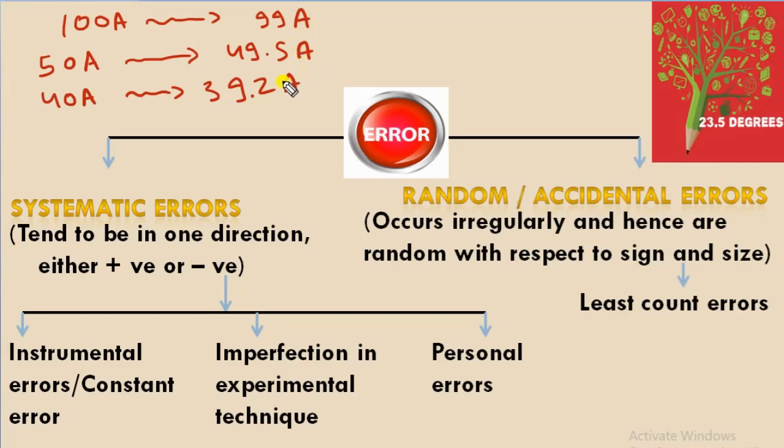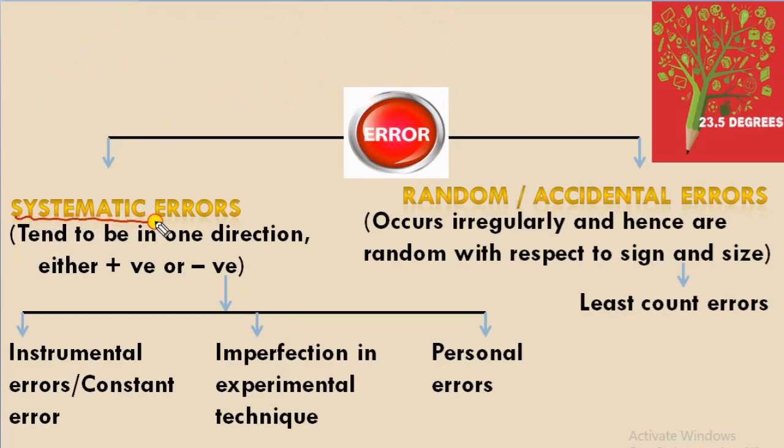Earlier my errors were biased on the positive side. This time my errors are biased towards the negative side. So consistently this time the errors are negative in nature. Here the error is minus 1 ampere, here the error is minus 0.5 ampere, and this time the error is minus 0.8 ampere. My errors are consistently one-sided. So this time again I can say it is systematic error.